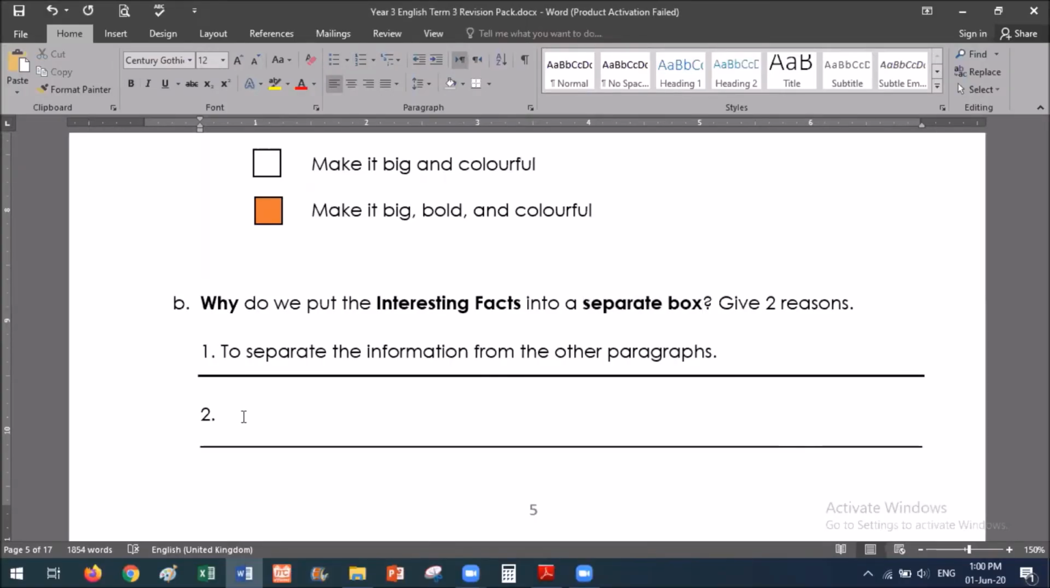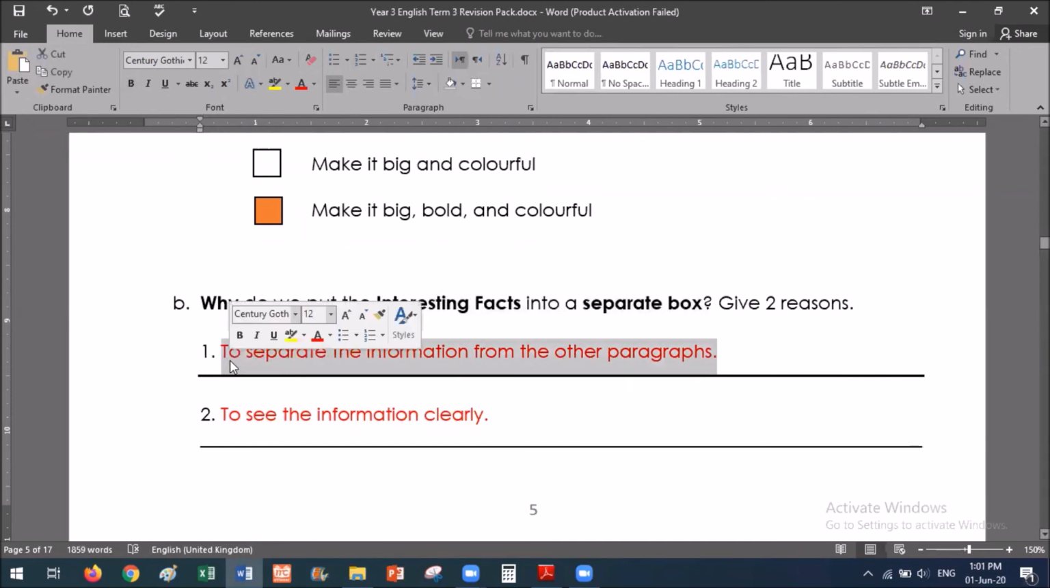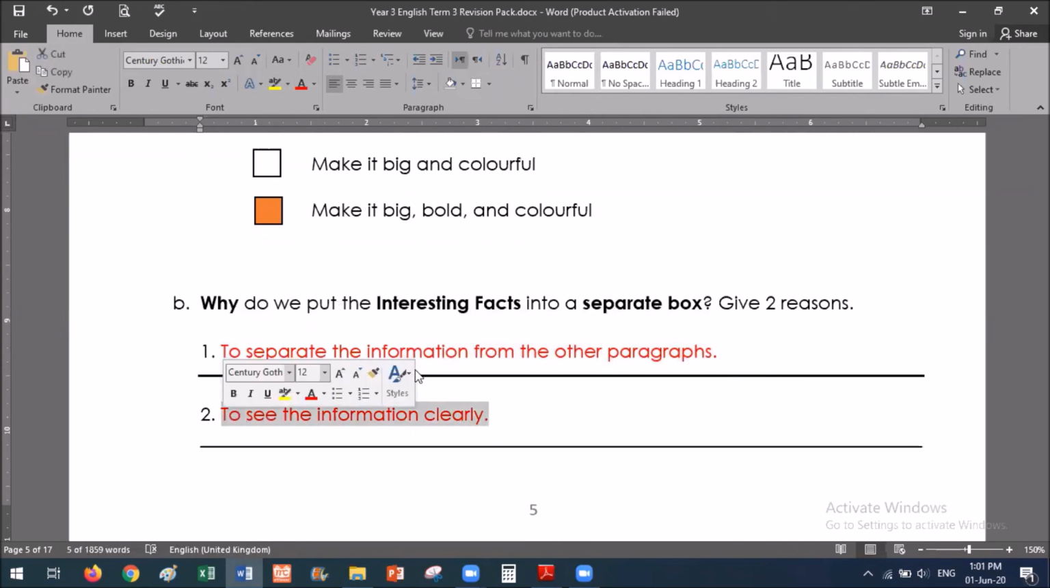And then let's ask Farida. Hello, Farida. Hi, sweetie. What do you think is another reason for using the box around it? To see the information clearly. Yes, good. So why do we put interesting facts into a box? One of them is to separate the information from the paragraphs. And we also want to see the information clearly, okay? So that's two different reasons. Very, very good, guys.